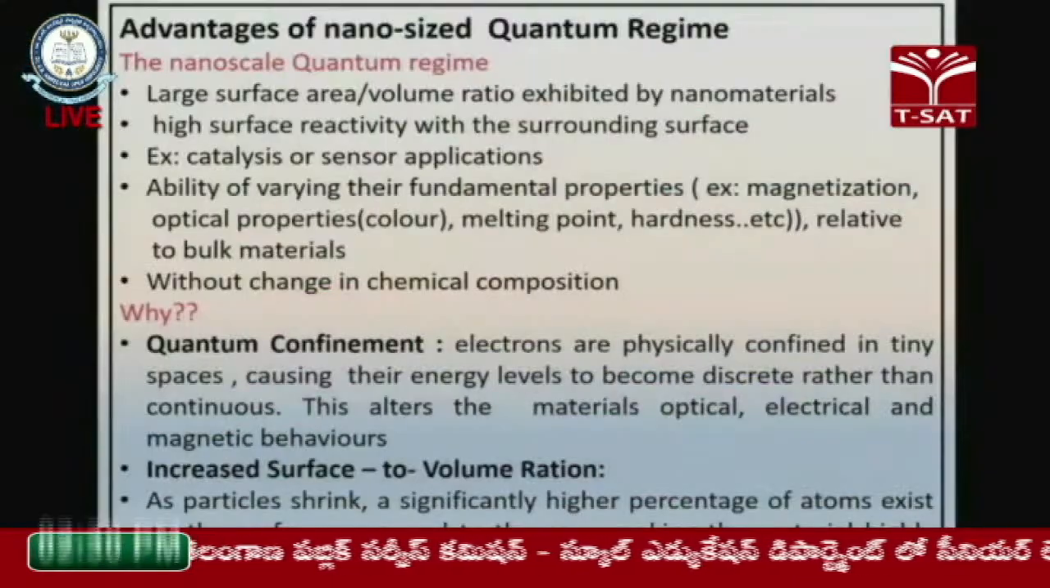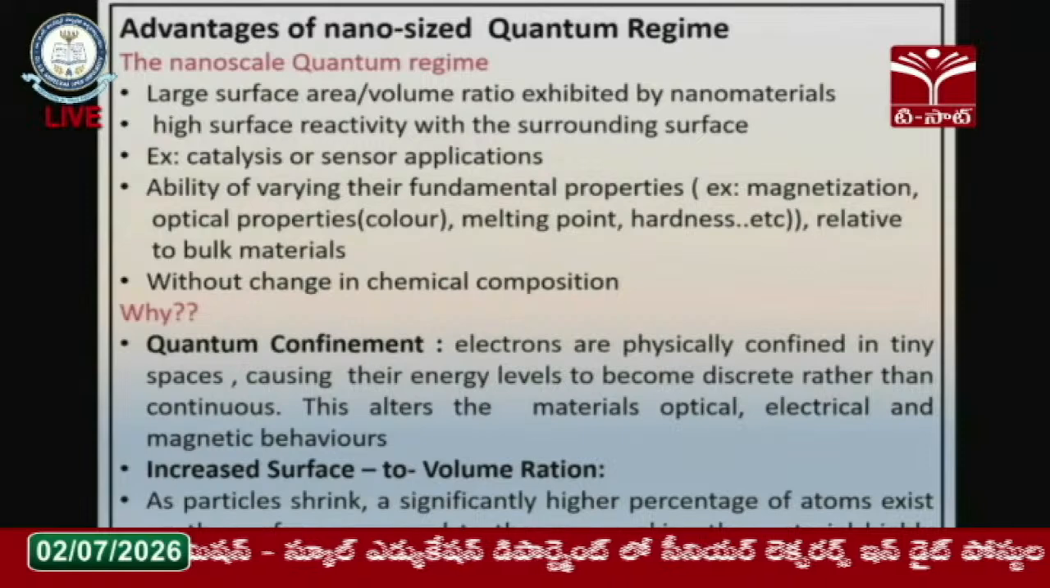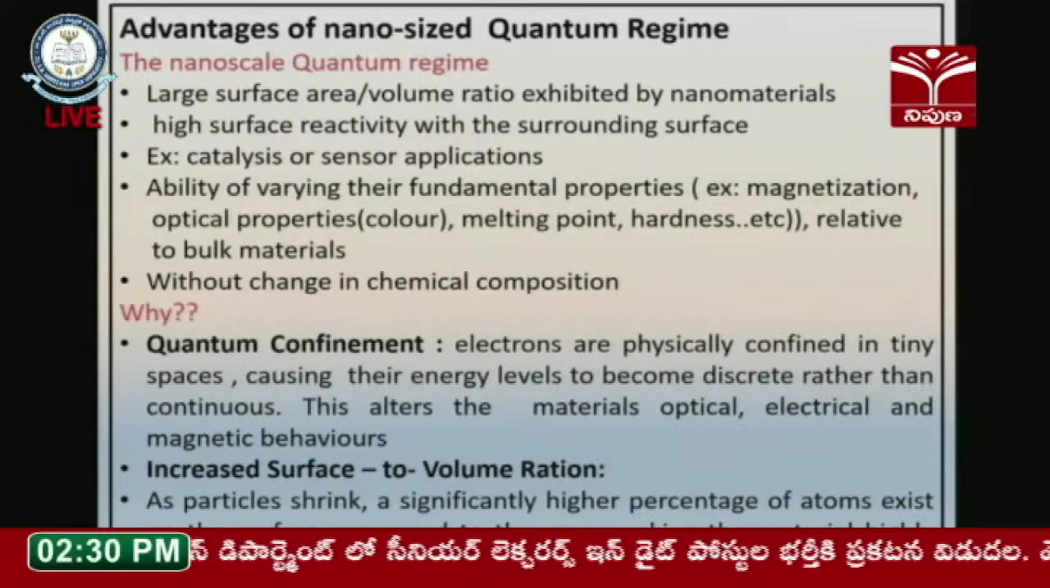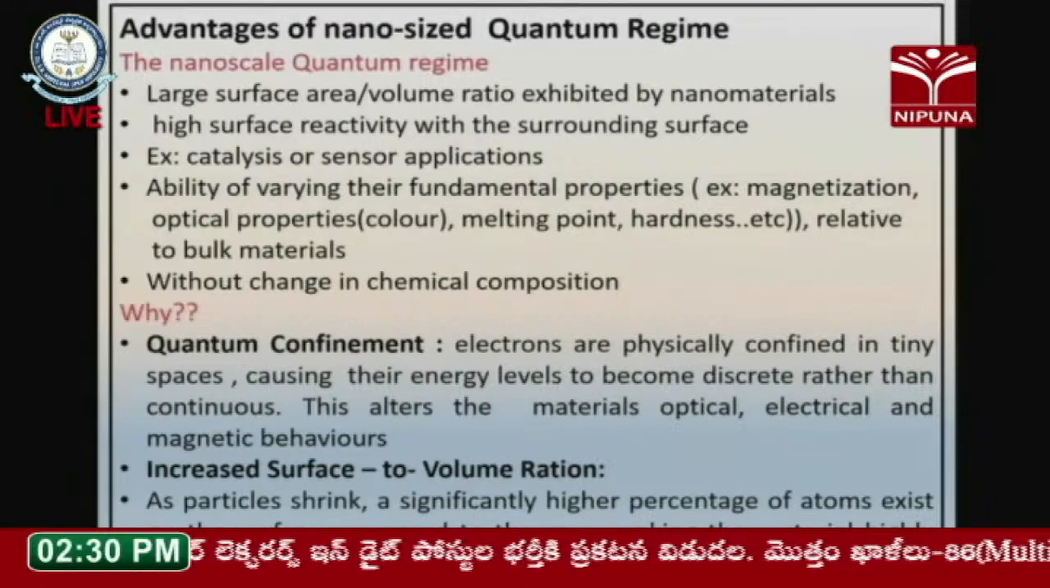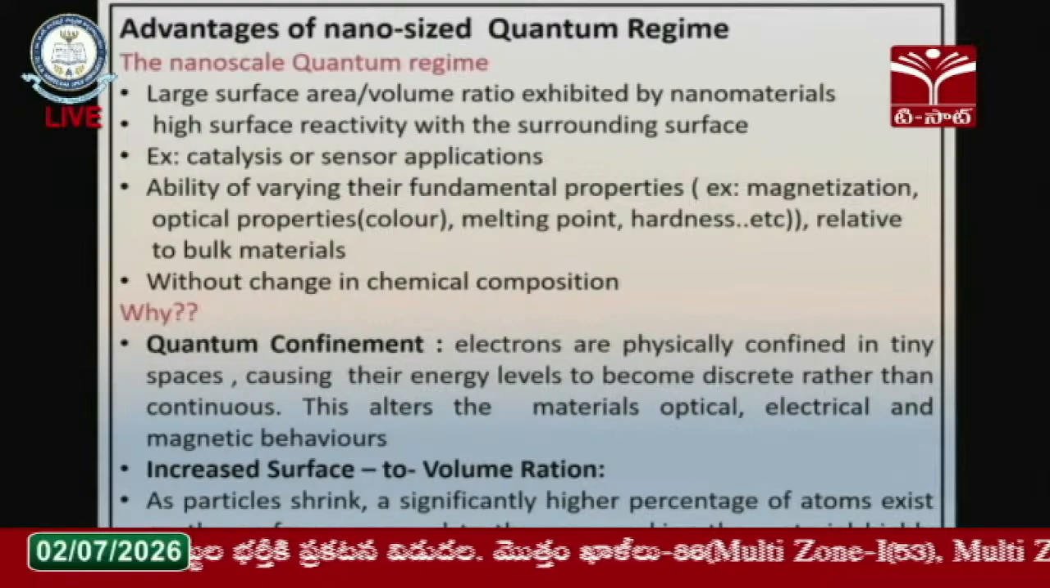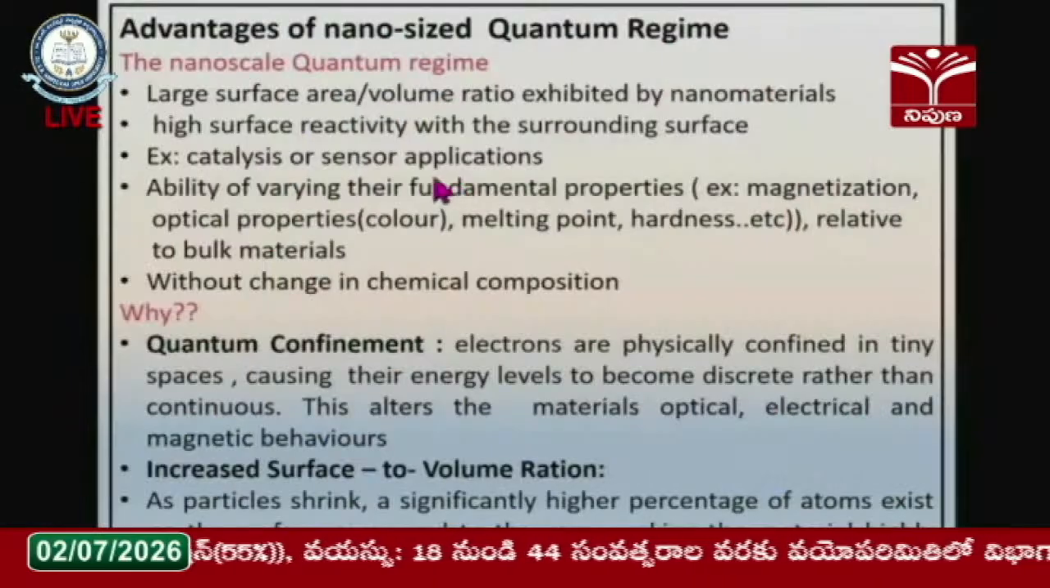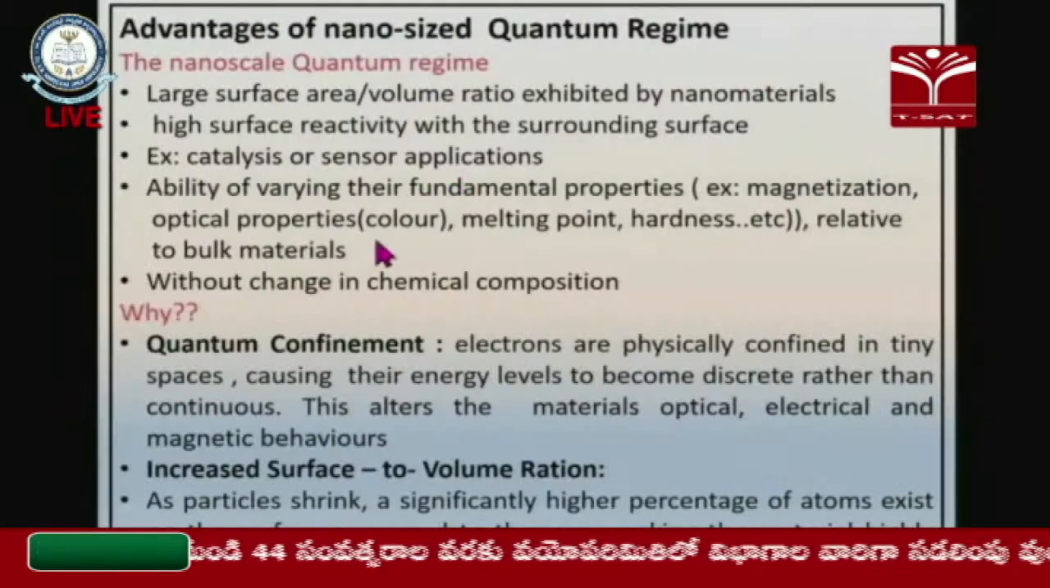Now coming to the advantages, why we have to go for the nano-sized or quantum regime. The first is large surface area. When it is bulk, it occupies a very small area or volume. But when the same bulk material is made into nanoparticles and spread over a surface, it occupies more surface area. So the same volume is converted into more surface area. That is a key property of nanomaterials, useful for catalysis or sensor applications.